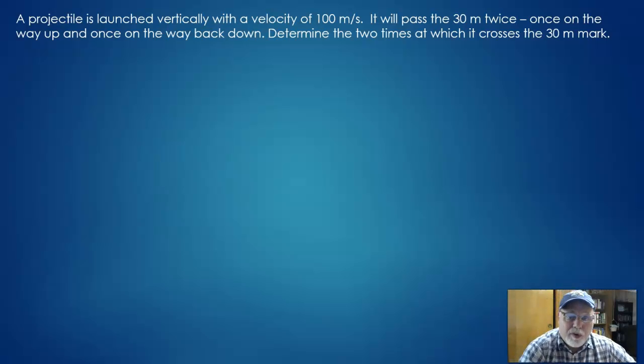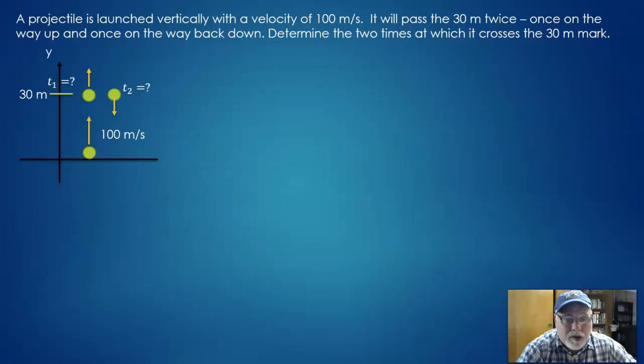Well, okay, so the first thing I'm going to do is draw a picture. I'm going to move a little faster than normal since I think you're getting used to the process. My picture looks something like this. I've got my ground, show my projectile being launched at 100 meters per second. I've put in my coordinate system, zero's down here at the bottom. I've made a 30-meter mark. And so this guy starts down here.